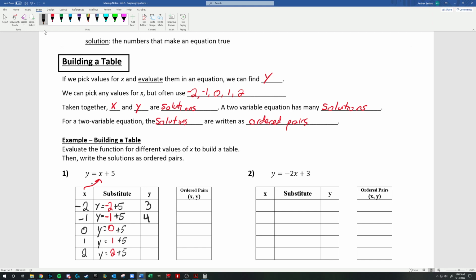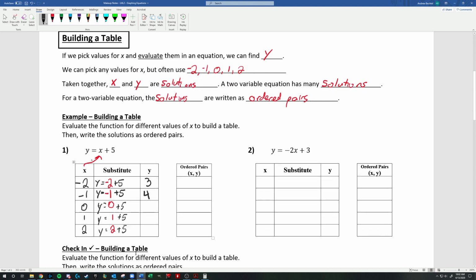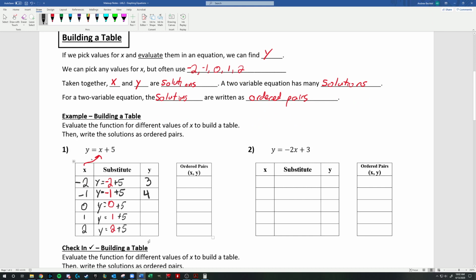You don't have to write this substitution step out. This part here in the middle is definitely optional. When you get proficient evaluating a table, you're not going to write all those steps out. You're going to plug and chug with your calculator. But for now, I'm going to show you that substitution step and encourage you to write that down so that you can see exactly what to put in your calculator.